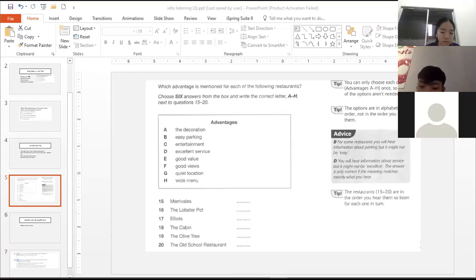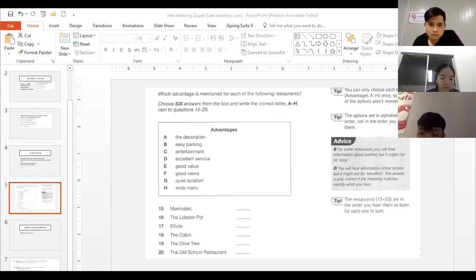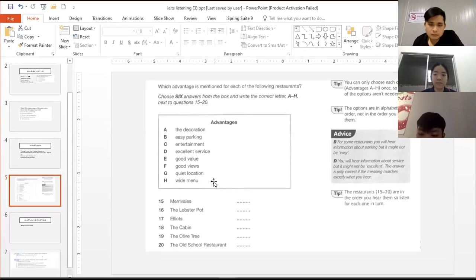Test 1, exam practice. Listening, section 2. You will hear someone talking on the radio about food and restaurants in the local area. First, you have some time to look at questions 11 to 14.